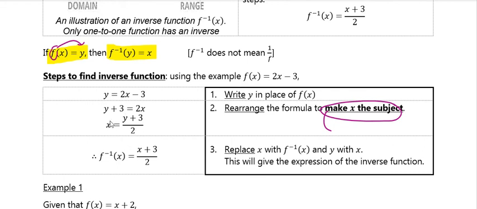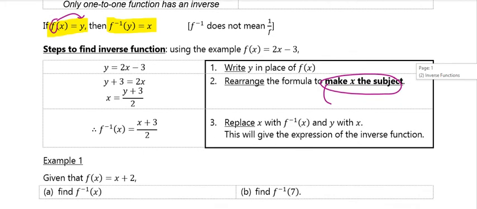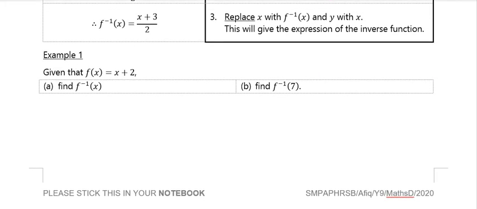Replace x with f inverse of x, and the y on the right side of the equation, you have to replace with x. So this is your inverse function. You will see later how you are going to do it. In time you will get used to it. Now let's start with a very simple one.